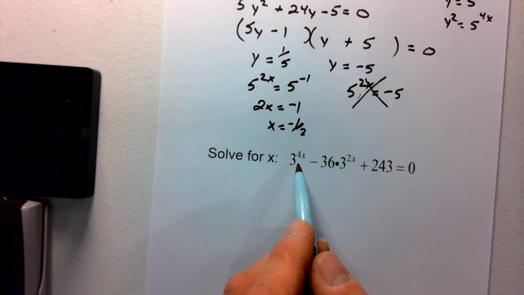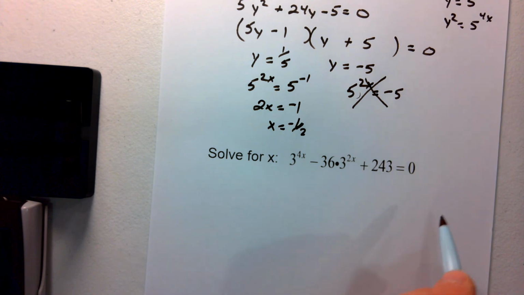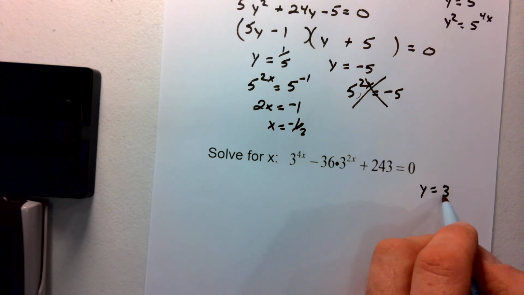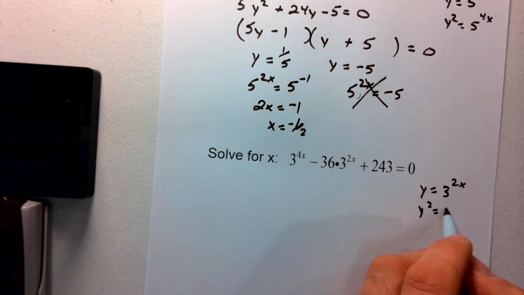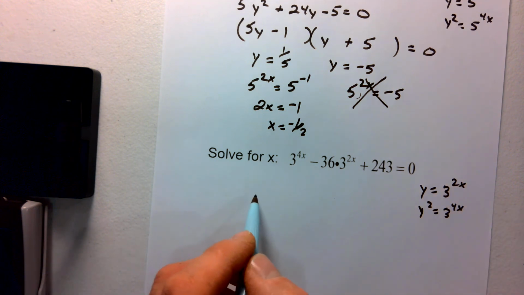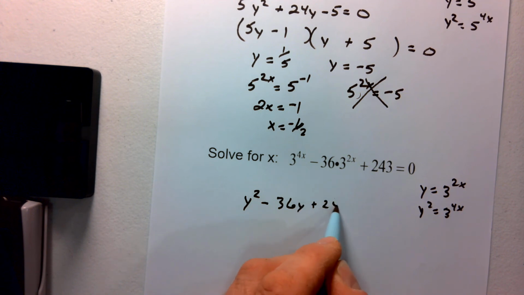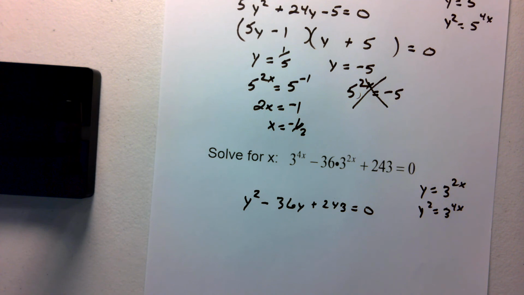Last but not least, we have 3 to the 4x minus 36 times 3 to the 2x plus 243. So we're going to let y equal that middle term. And then y squared will equal 3 to the 4x. So here we have y squared minus 36y plus 243 equals 0. Well, if I take 243, I can do a little bit of math here. But 243 is 27 times 9. So we have y minus 27 and y minus 9 equals 0.